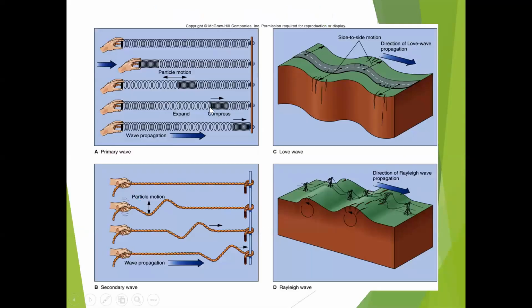Here's another image, just going to use an example of a slinky. So it's compression. We're going to have that compression of matter, and in this case, it would be the earth, and then decompression or expansion. And in this one, the particle motion is going to be up and down, almost like a wave.